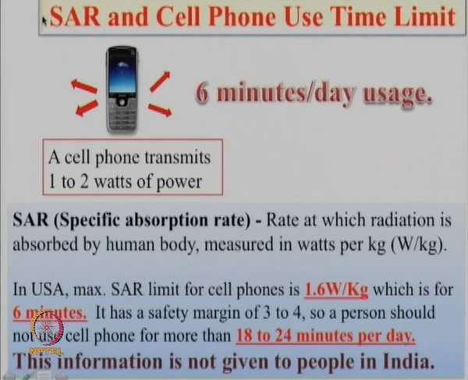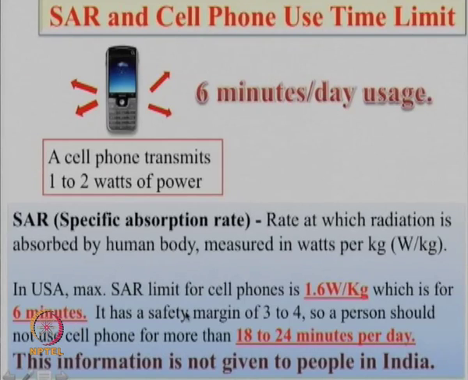So let me now define how we define the SAR value. The cell phone is defined by its SAR value. What is SAR? It is the specific absorption rate, the rate at which radiation is absorbed by the human body, and it is measured in watts per kg. This limit has been set at 1.6 watts per kg. Now this limit was set in 1998, and in those days cell phone usage per minute was very expensive, and this limit was set for 6 minutes.